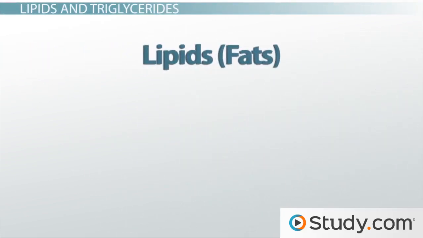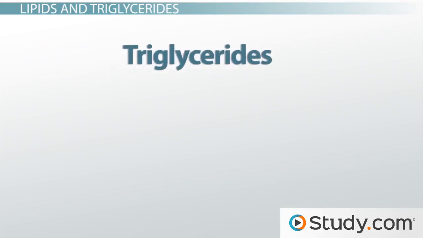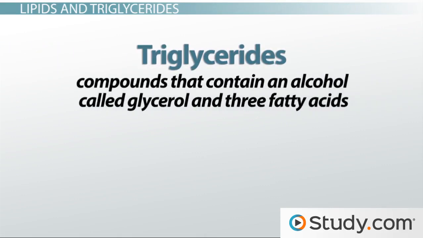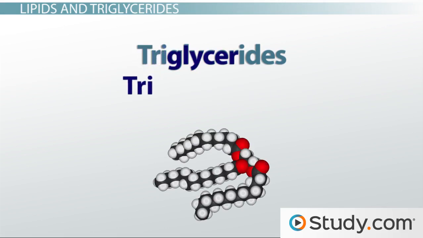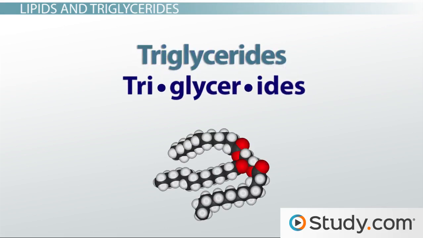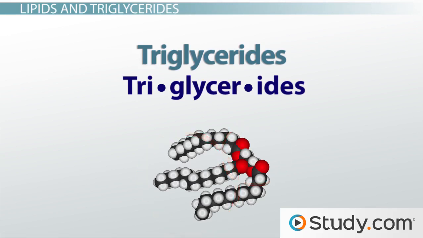Fats, more technically called lipids, come in a wide variety of shapes and flavors. Most of the different fats that we eat are called triglycerides, which are compounds that contain an alcohol called glycerol and three fatty acids. By the definition, you should see where the term triglycerides comes from, as there are three, tri, fatty acids attached to a glycerol. But that's enough of the overtly complicated stuff. Let's talk about the more commonly used terms when we describe the different kinds of fat.